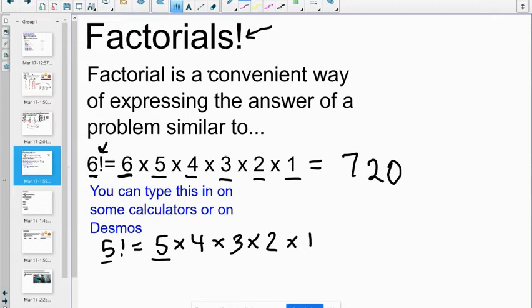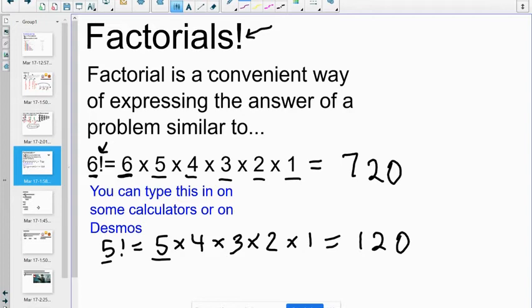It's a little more tedious for numbers like 10 factorial. You might want to just do the shortcut and type in 10 factorial or something on Desmos. The same goes for 5 factorial. Gets you to 120.